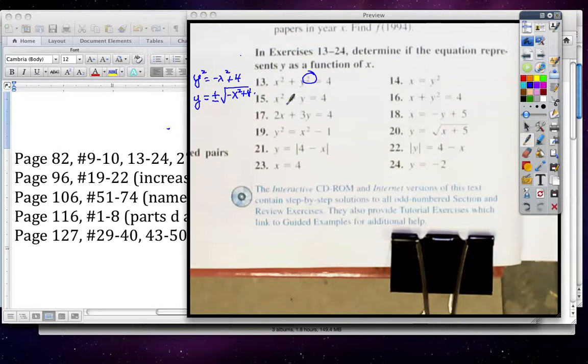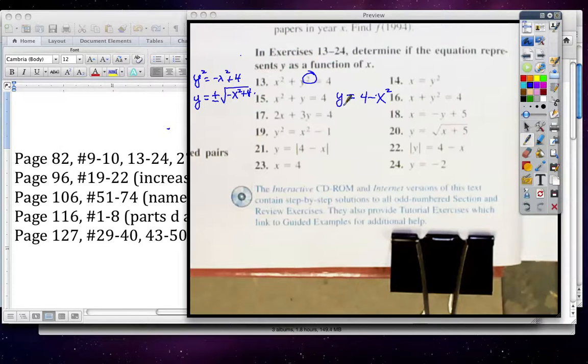Okay. If you look at number 15, since y is not squared, then the same thing isn't true, right? Every time if I solve this, it would be y equals 4 minus x squared. Okay. So now every time I plug in a value of x, how many y's do I get? I just get 1. That's a function.